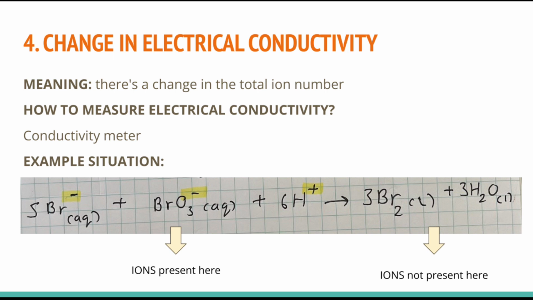On to the next. Change in electrical conductivity. This basically means that there's a change in the total ion number. How can you measure this? You use a conductivity meter. An example situation is this example below, where you can see on the left hand side, these are where all the ions are present, but on the right hand side, there are no ions. So you can see there's a change in the total ion number. This means that on the left side, since there are more ions, there are more ions to conduct electricity. On the right side, there are no ions, so there's no electrical conductivity on this side.